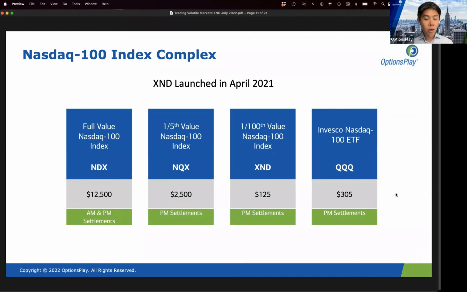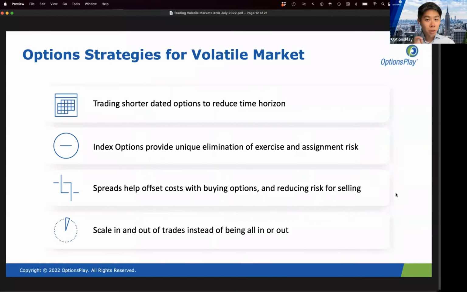Okay, so what I want to do today is really take some examples and show you, based on my views on the Nasdaq-100 and what my views are here for the broader equity markets, how I would structure some trades, specifically options trades, to take my bearish view in the market and express it, but do it in a way with limited risk. But before I jump into those specific examples, I want to talk a little bit about option strategies for this type of volatile market, what type of strategies you might want to take a look at.